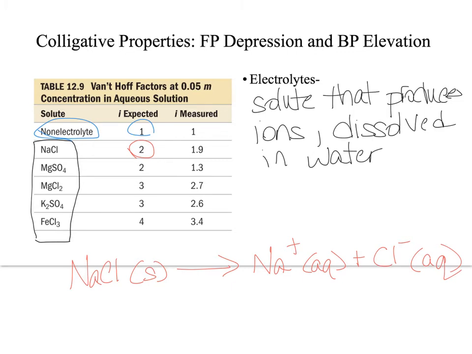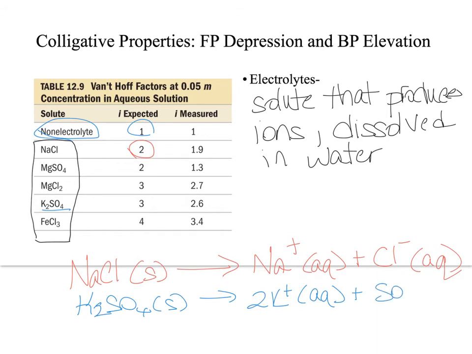If we look at something like potassium sulfate, K2SO4 solid, when this dissolves in water, we get 3 ions. We get 2 potassium and 1 polyatomic ion, sulfate. So the Van't Hoff factor we would use is 3.